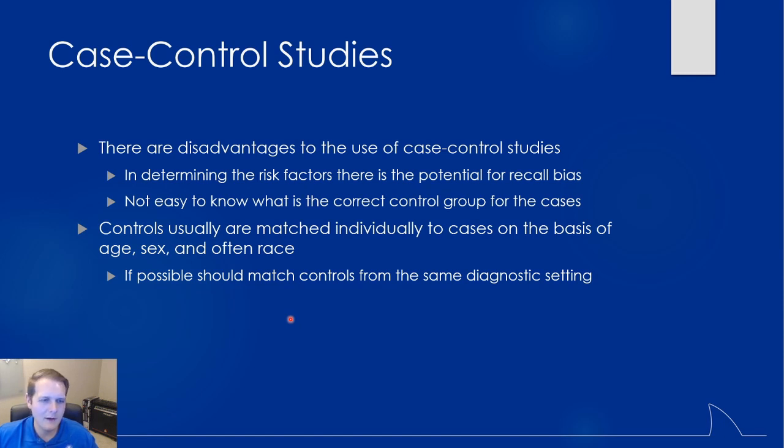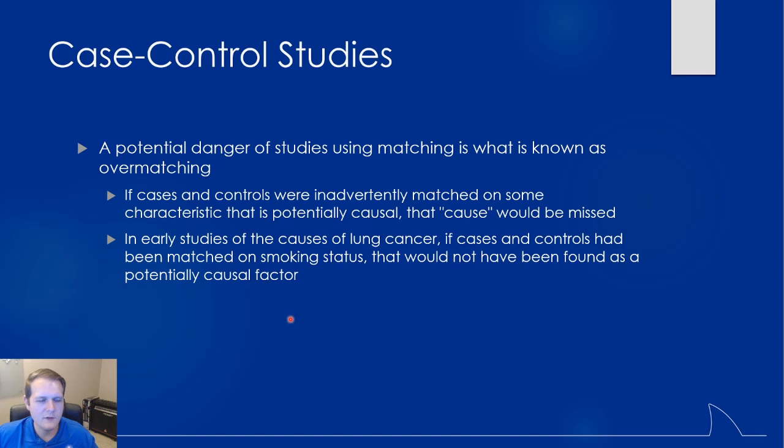Typically, those are going to be based on age, sex, and often race to match for those possible things there. They may get more granular depending on what they're looking for, but that's typical. As I mentioned, overmatching is a problem where the controls look so much like the cases that it's very difficult to determine a difference in the risk factors. And so because of that, it would be much more likely to make a type 2 error because the two groups look so similar to one another.